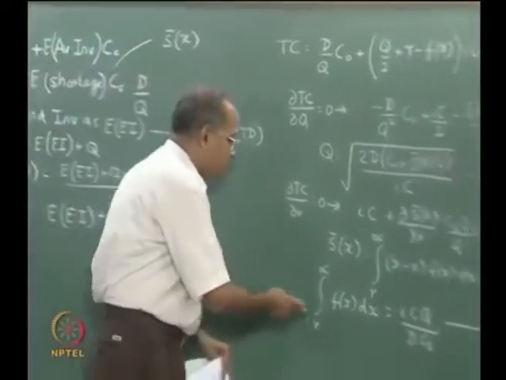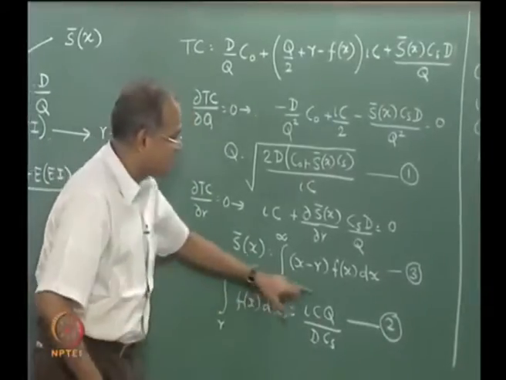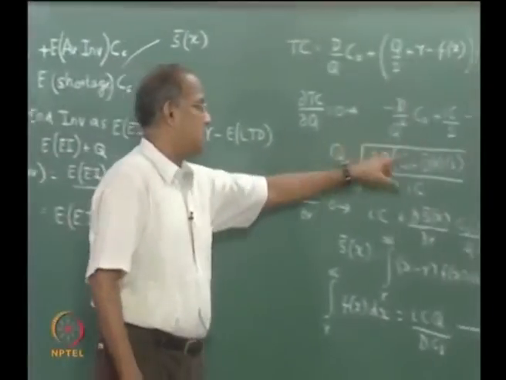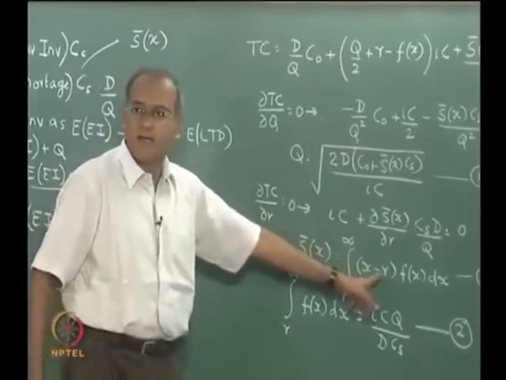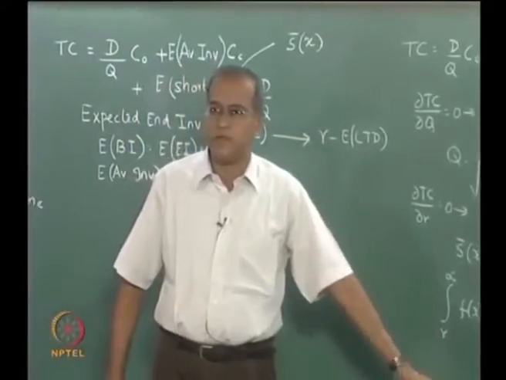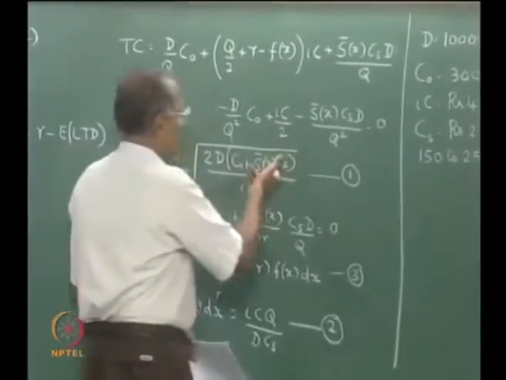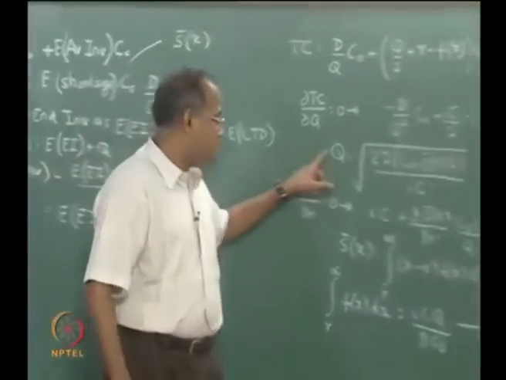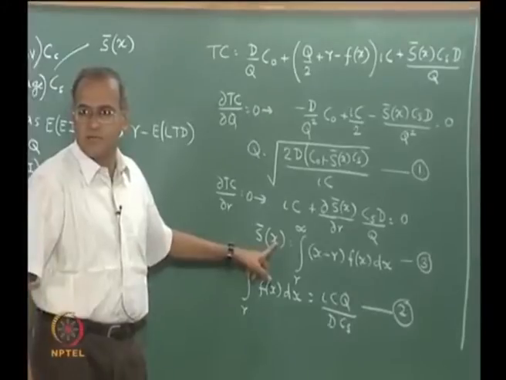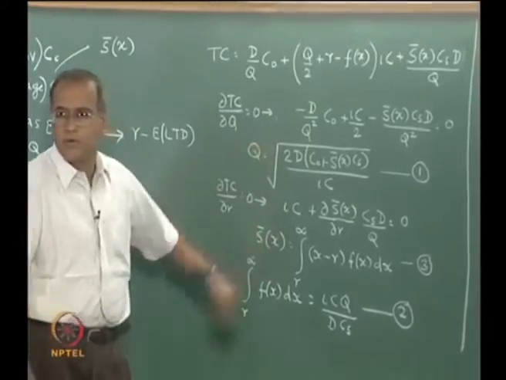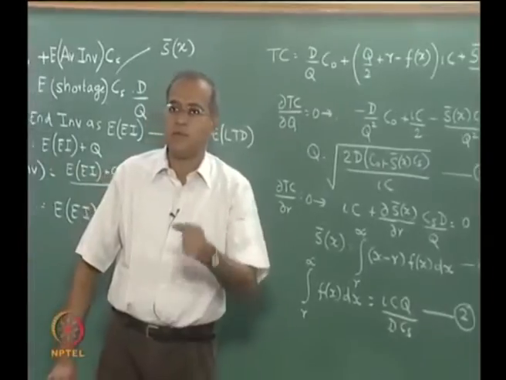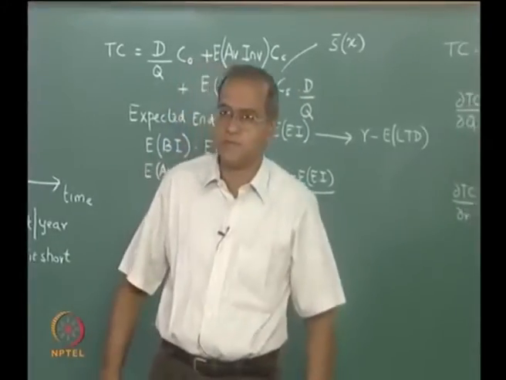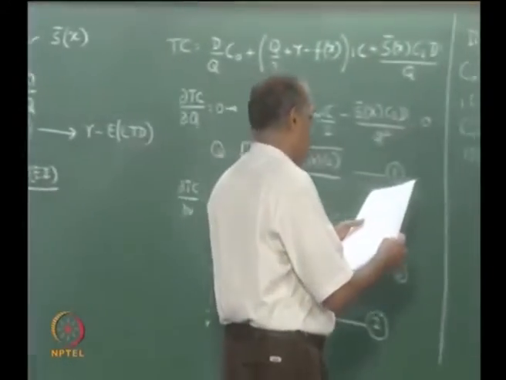So, in order to find out r, you have once again integral r to infinity f x dx is ICQ by DCS, which means you need Q. So, essentially to find Q, you need S bar of x. To find S bar of x, you need r, and in order to find r, you need Q. So, what we do is you start with a simple assumption that S bar of x is 0 and then get Q. Now, use this Q to get r, use this r to get S bar of x, come back and recompute Q and use a kind of an iterative algorithm which will effectively get Q and R to converge into their ultimate optimum values. So, first begin with S bar of x equal to 0.